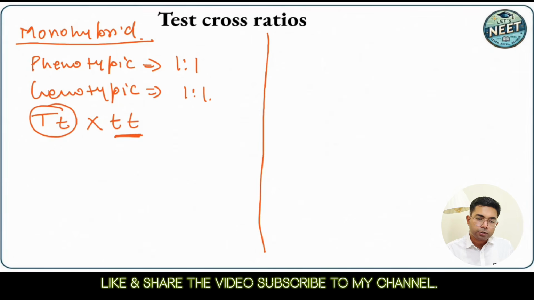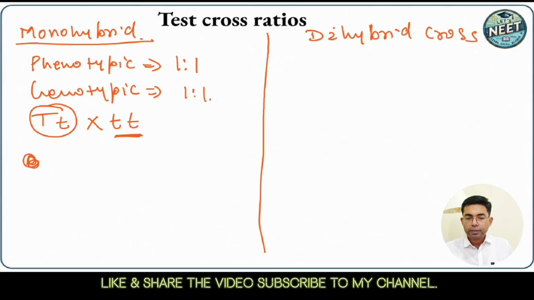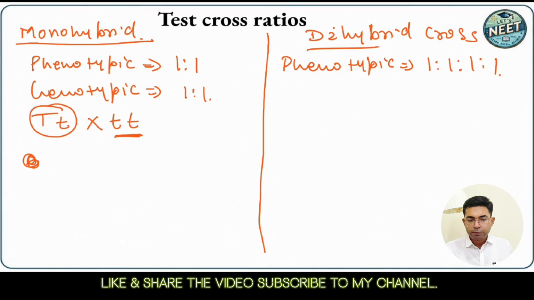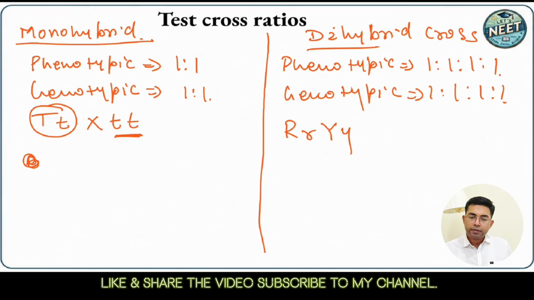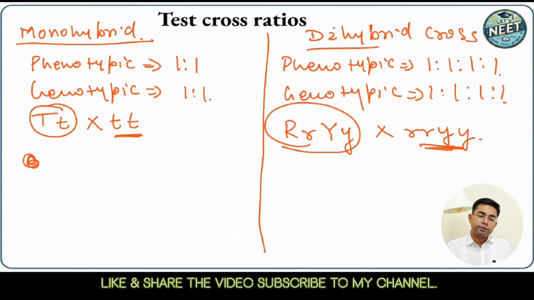Now first let's see the dihybrid test cross. In dihybrid test cross, the phenotypic ratio will be 1:1, and the genotypic ratio will be again 1:1, right? And here we represent it like this. One will be this, another will be this. Means one is the unknown genotype and another is the recessive genotype.